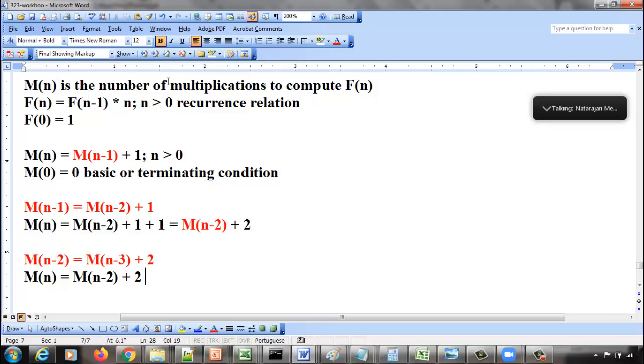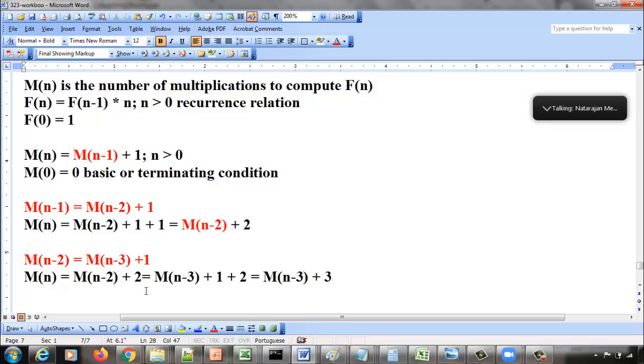I might have made a mistake somewhere. One second. M of n equals M of n minus 1 plus 1. All I'm doing is substituting n minus 2 for n. So n minus 2 minus 1 is M of n minus 3 plus just 1, not plus 2. I'm sorry for that. So I'm going to substitute for M of n minus 2, M of n minus 3 plus 1. So M of n is M of n minus 2 plus 2, so that is M of n minus 3 plus 1 plus 2, which is simply M of n minus 3 plus 3.